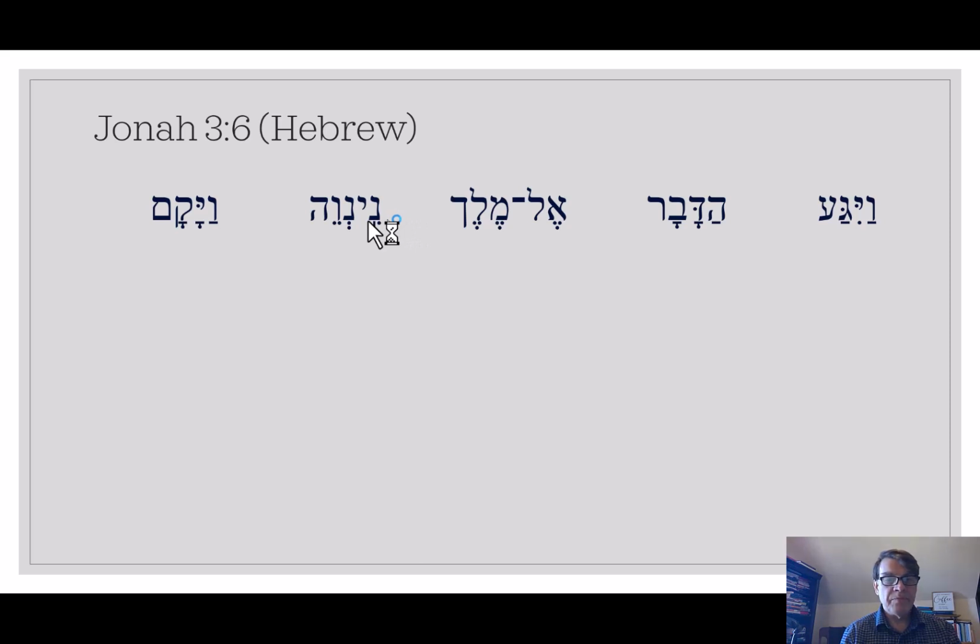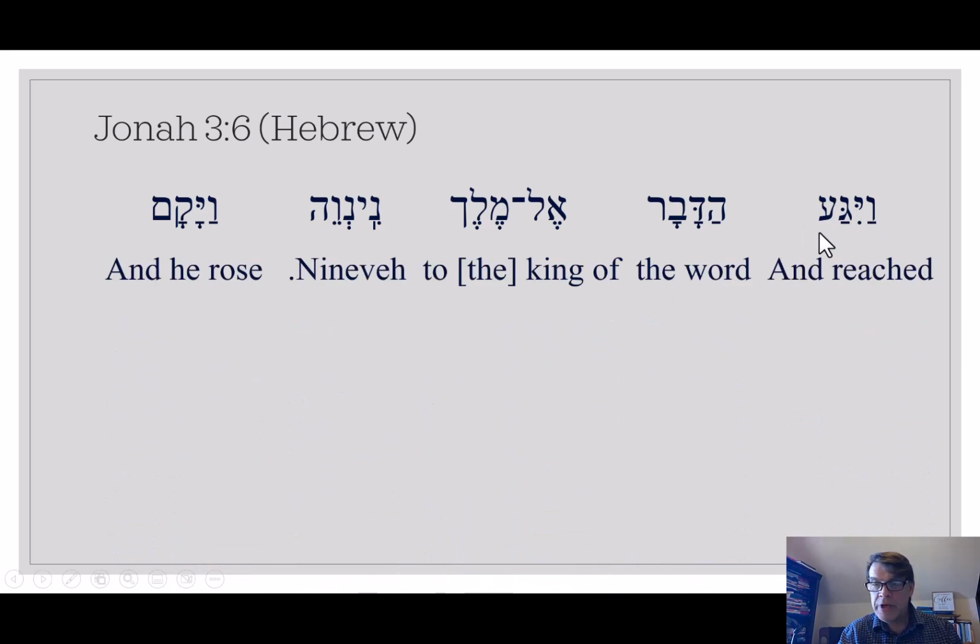Okay. Can you translate? How much of this can you translate? I'll give you a second. So it means something like, and the word reached to the king. What word? Well, Jonah has set himself up in Nineveh, and he's basically saying, you're all going to fry. You sinners, you fish slappers, if you've seen VeggieTales. Anyway, so the word reached the king of Nineveh, and he rose. Not as he arose, but he got up.